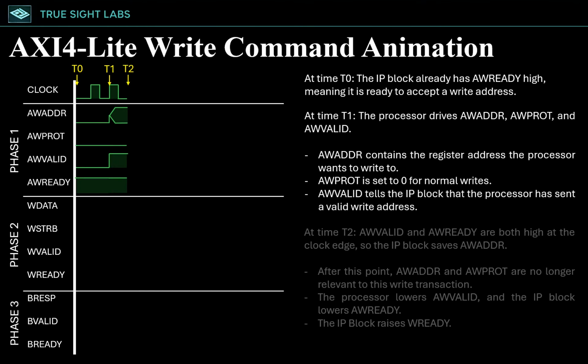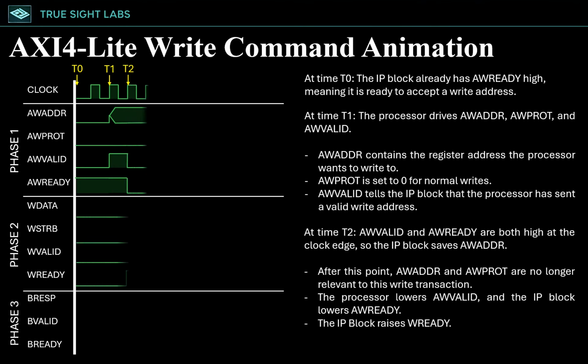At time t2, AW valid and AW ready are both high at the clock edge, so the IP block saves AW address. After this point, AW address and AW prot are no longer relevant to this write transaction. The processor lowers AW valid, and the IP block lowers AW ready. The IP block also raises W ready.